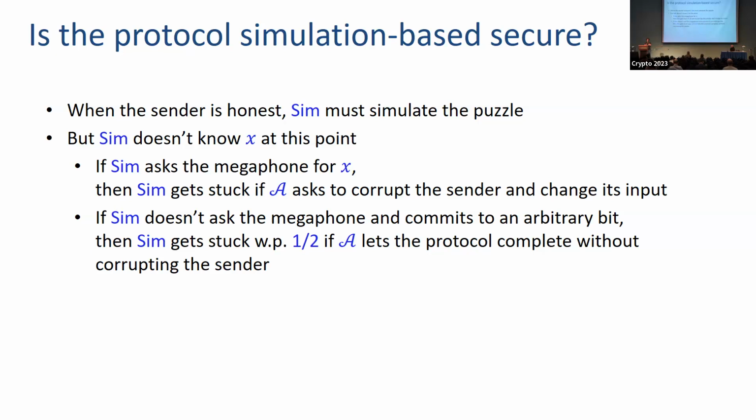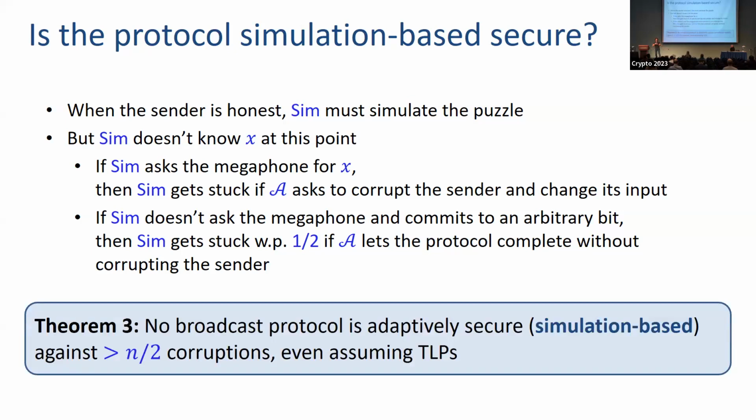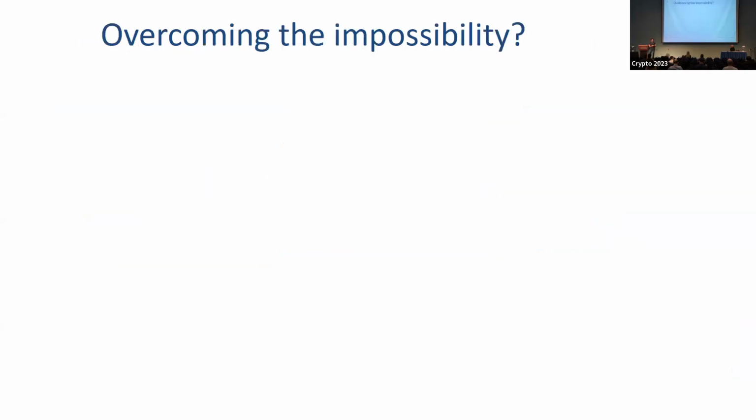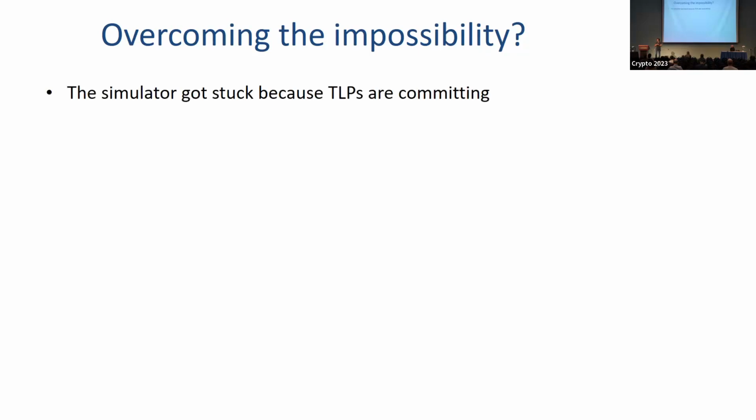And we use this intuition to leverage a broader impossibility to show that even with time lock puzzles, we cannot get the simulation-based definition of broadcast in the dishonest majority setting. Can we overcome this impossibility? So now we want to make the time lock puzzle non-committing in some sense. We want to allow the simulator to simulate a puzzle and then choose what's going to be inside it. Can we make a time lock puzzle non-committing?